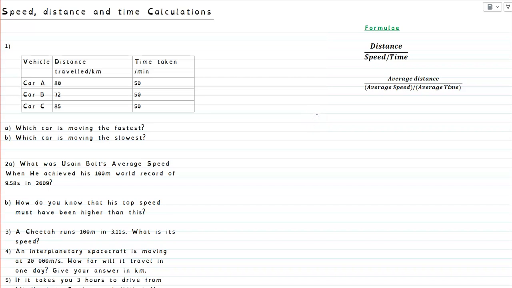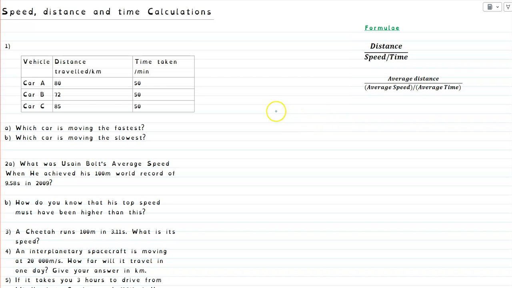Good day and welcome to our physics lesson today. Today we're going to do some calculations with speed, distance and time. Now I know physics can be daunting, but if we work together and we actually understand what we are reading, it doesn't seem all that daunting.